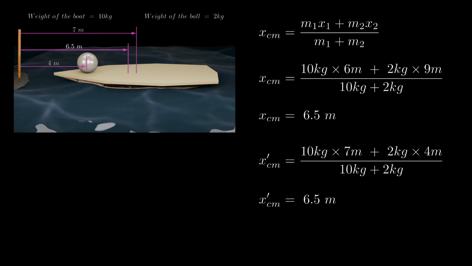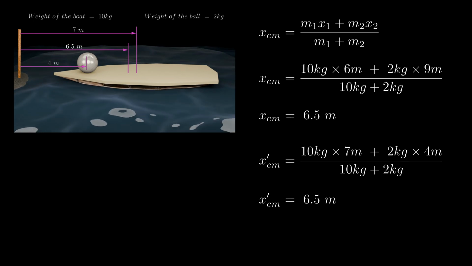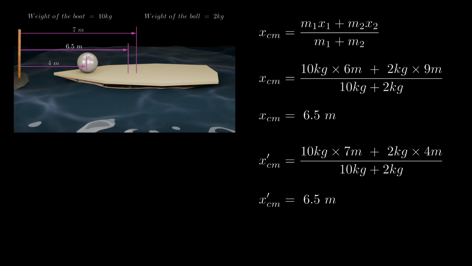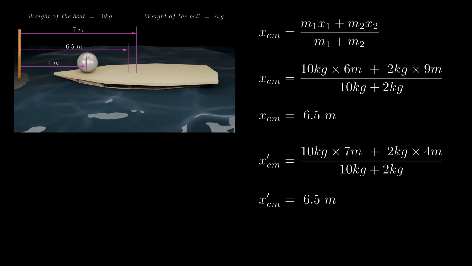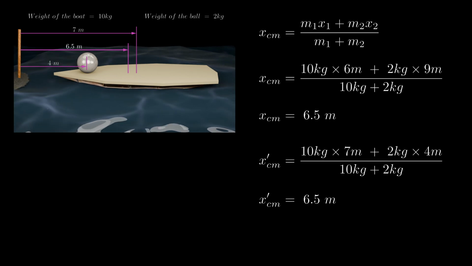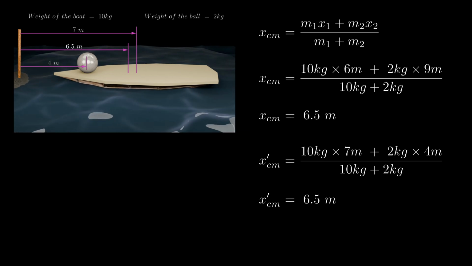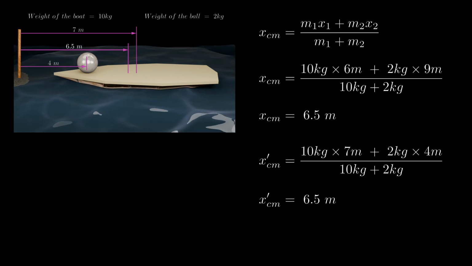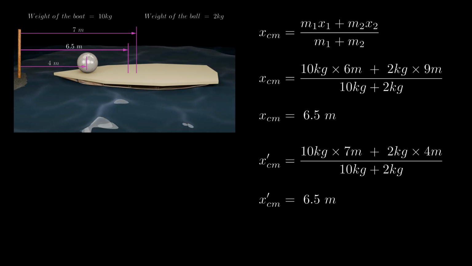This result might seem surprising initially, but it can be explained by considering the system as a whole. Even though the individual positions of the boat and the ball have changed, the overall distribution of mass relative to the post has not. The combined system's center of mass remains unchanged, because the movement of the ball relative to the boat does not alter the total mass distribution's balance point when observed from the fixed reference point of the post.